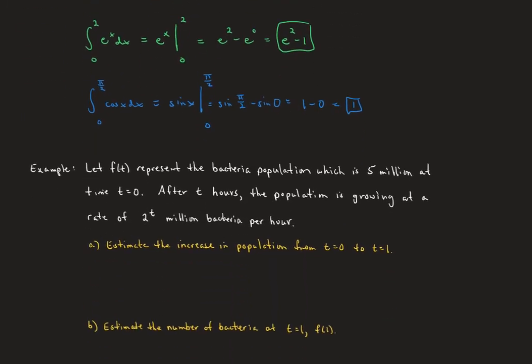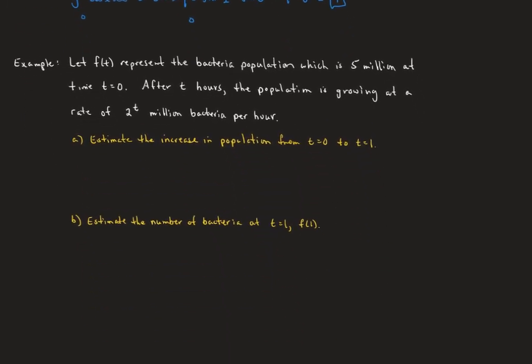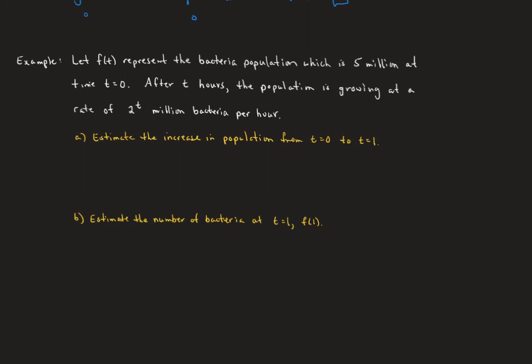Okay, now here's a real live application problem. So we want to talk about this a little bit. Let f of t represent the bacteria population, which is 5 million at time t equals 0. So f of t is the population of the bacteria at time t. After t hours, the population is growing at a rate of 2 to the t million bacteria per hour.